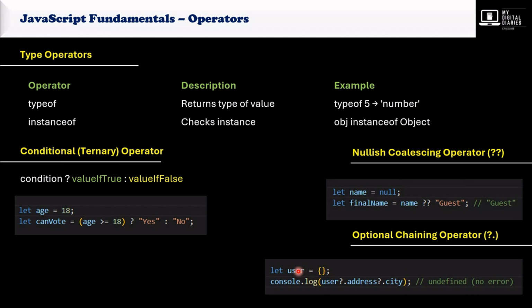So let's see, this is your user object. What you are doing is user question mark dot address. It is checking whether the address is null or not. Otherwise it will return undefined. Similarly for city. So these operators make our code safer, cleaner and more efficient when handling real world scenarios like form data, API responses or optional input parameters.